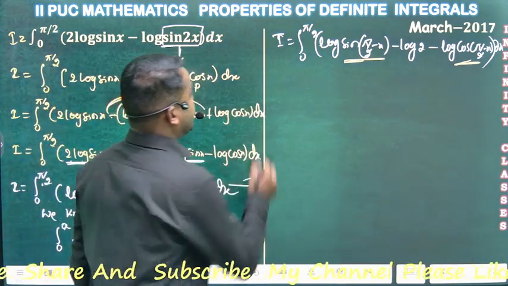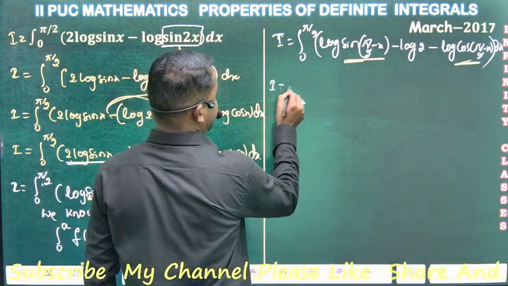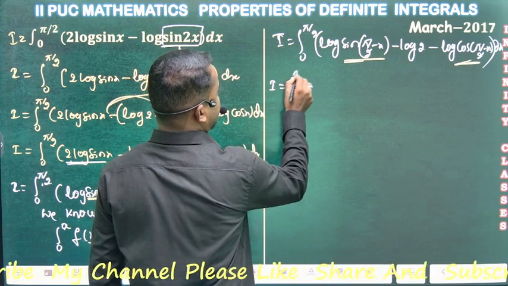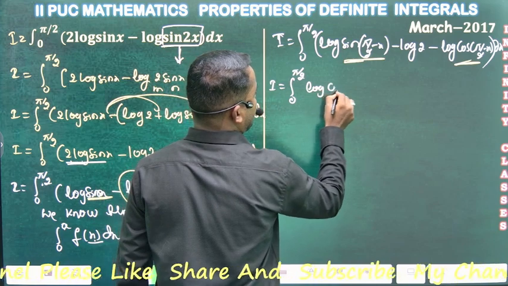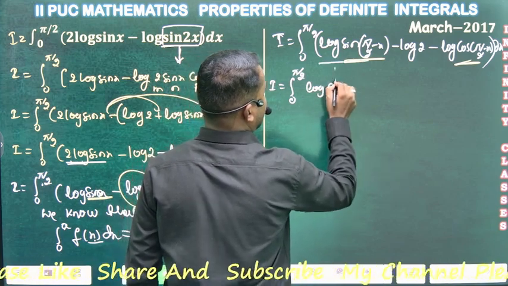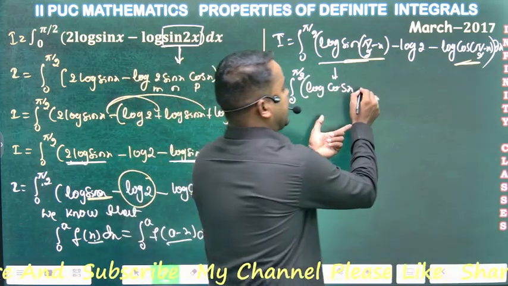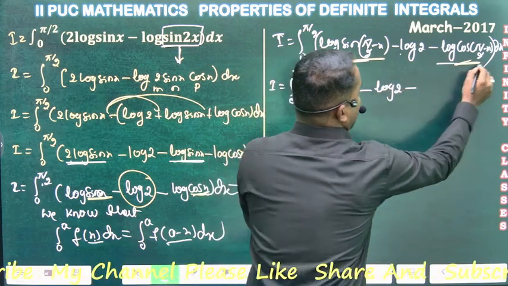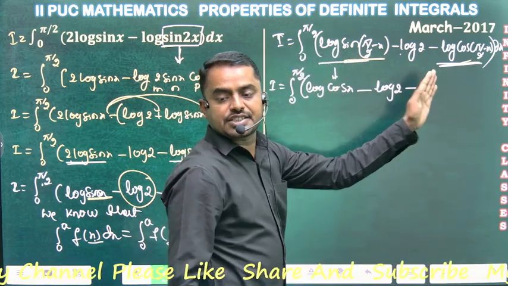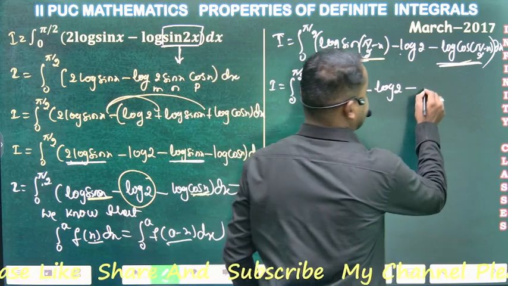So next, I is equal to the integration from 0 to 5 by 2 of log sin 90 minus x, which will become log cos x. Sin 90 minus x is cos x. Then minus log 2 as it is. Then log cos x, cos 90 minus x, will become sin x.